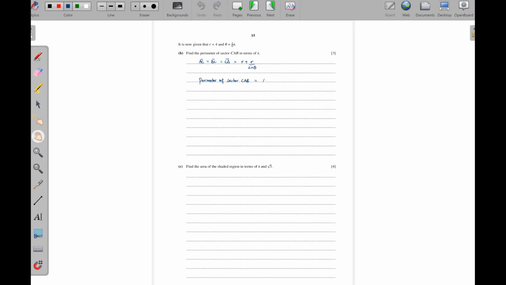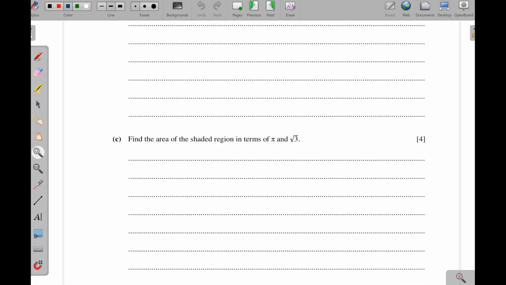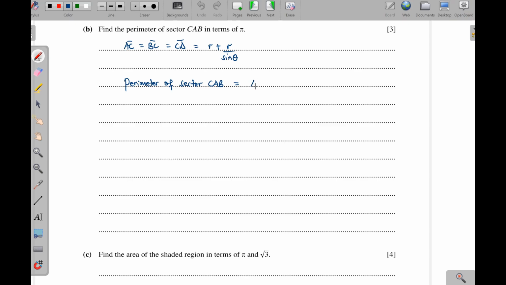Okay, now let's go. And we say that this one is going to be SC, then plus BC, then plus arc AB. Now SC and BC, they are the same. So we have R, then plus R sine theta. This one I will multiply by 2, for these two. Then plus arc length, remember it is r theta.